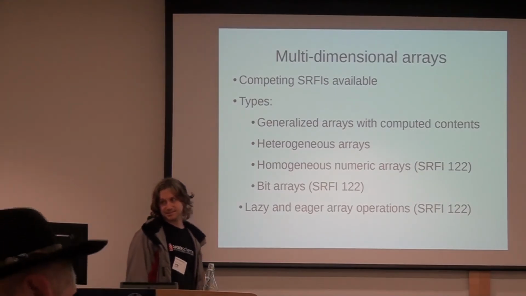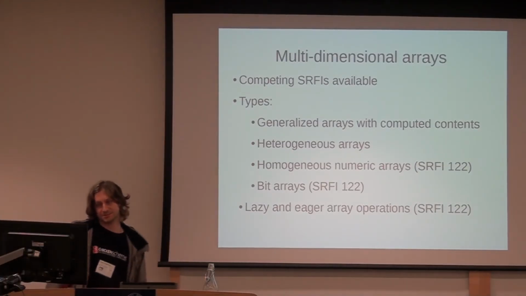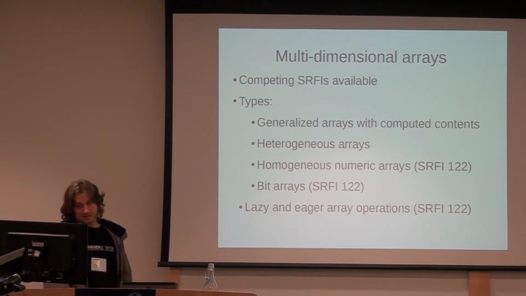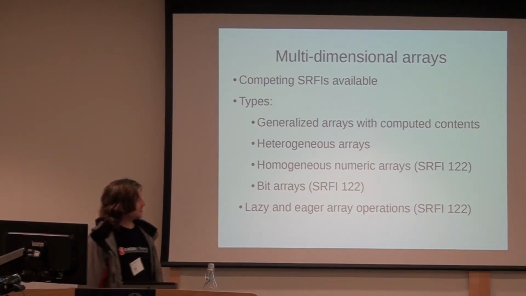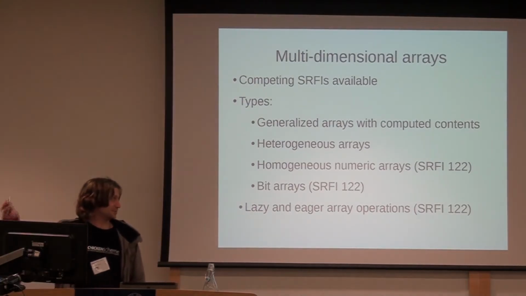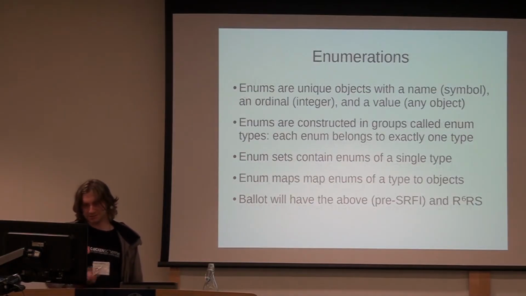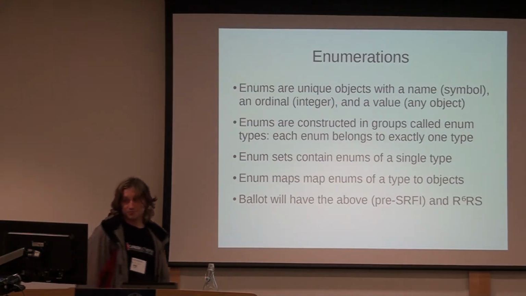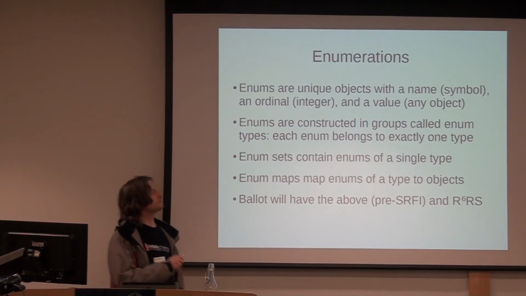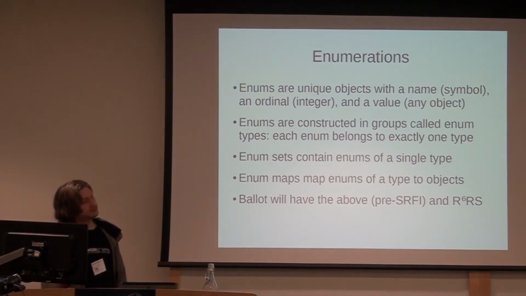Multidimensional arrays. Now there's a certain amount of competition about this because there are a few ways of doing them. As you can see, generalized arrays, computed contents, heterogeneous, homogeneous, bit arrays, lazy and eager array operations. You can see the theme here. Proper enumerations, a bit like how they're done in Java. We have unique objects with a name, an ordinal, and a value.